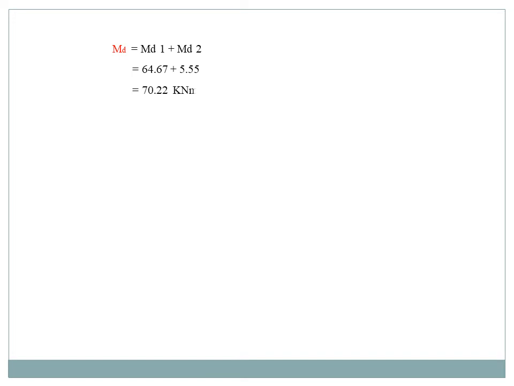The next, MD is equal to MD1 plus MD2. MD means moment for reduction. So 64.67 plus 5.55 is equal to 70.22 kilonewton meter. Then bending moment M is equal to capital M minus MD, where capital M is the moment and MD is the moment for reduction. So M is equal to 115.62 minus 70.22, which is 45.40 kilonewton meter.